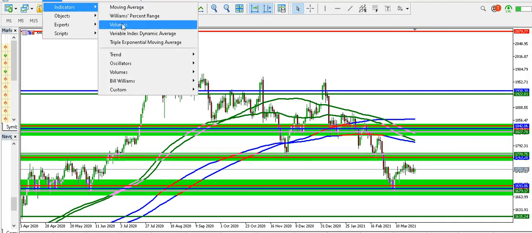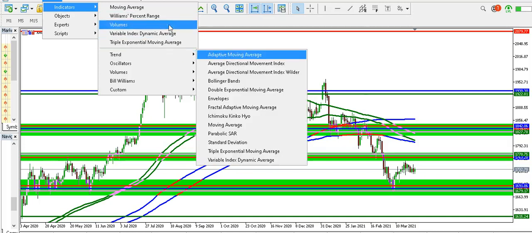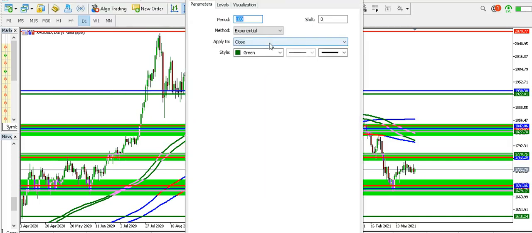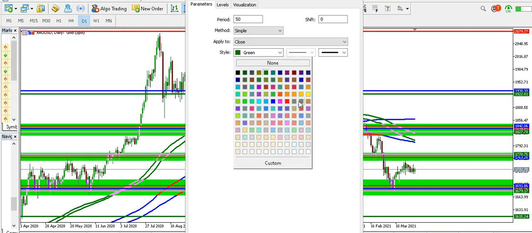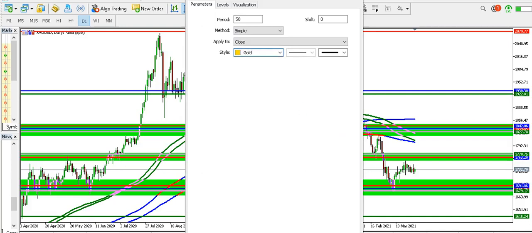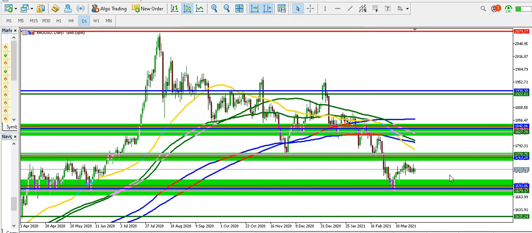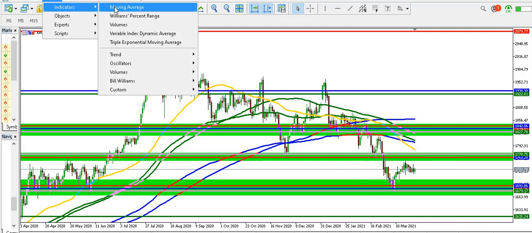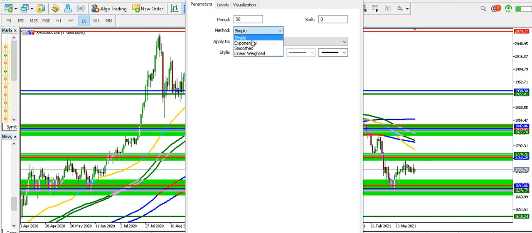We're going to add 50 simple and 50 exponential. So the 50 simple moving average, we're going to change the color to yellow or orange or gold. You can see 50, 100, 200, they are almost at the same point, pointing to the same area. We have the 200 exponential.